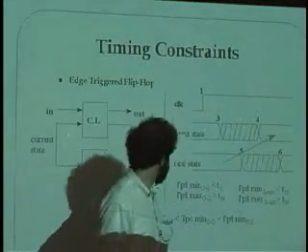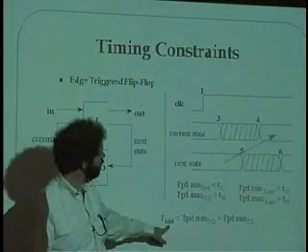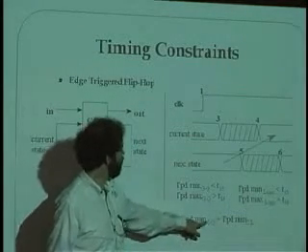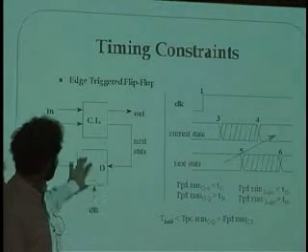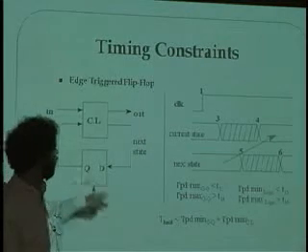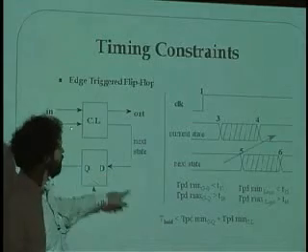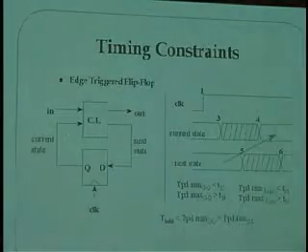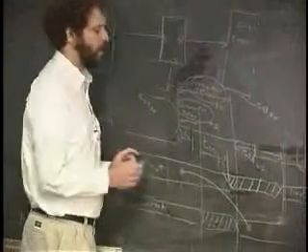So what do we have to ensure in order for this thing to work? The sum of the contamination times of the logic and the flip-flop, between the clock and the Q here, has to be greater than the hold time of the flip-flop. So what are we saying? We're saying that if this is the input to the flip-flop, it must not be contaminated before that hold time, T sub H, has expired.